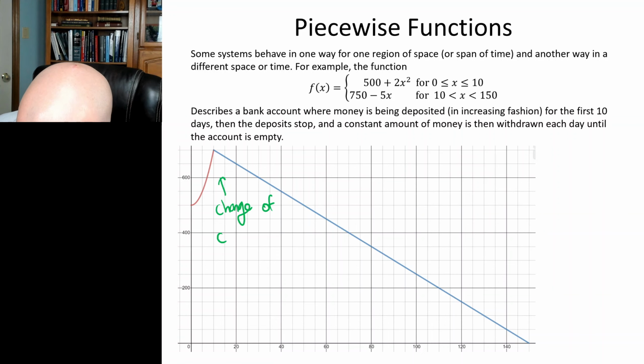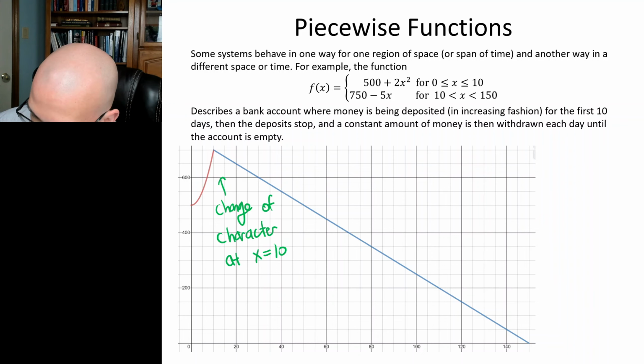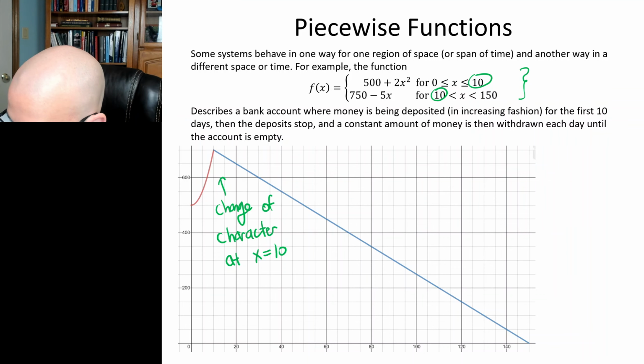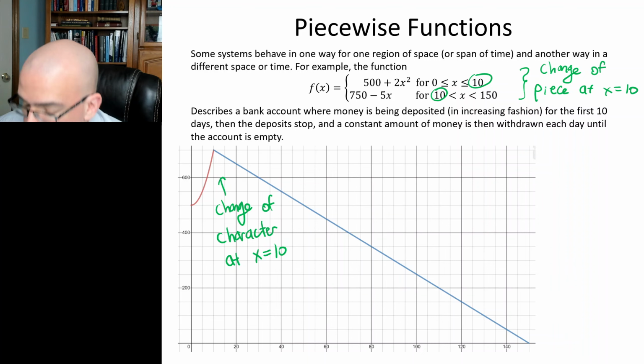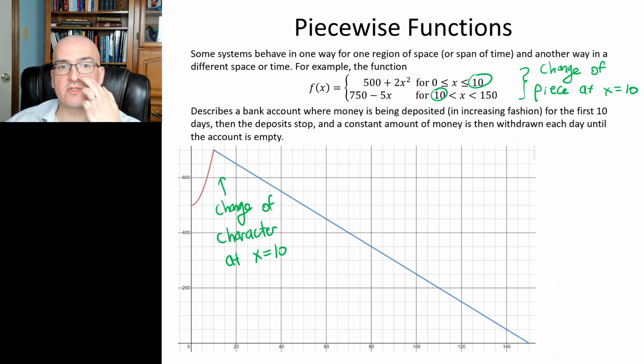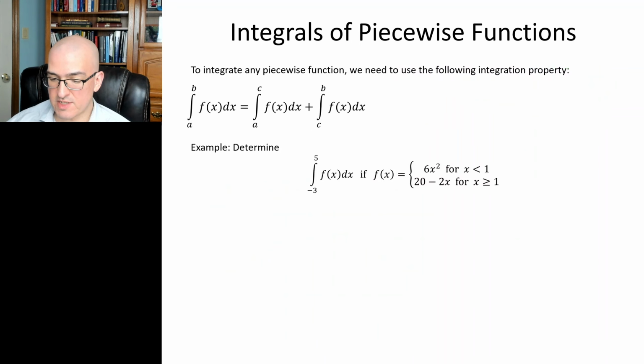Change of character at x equals 10. And it's the same thing here. Change of piece at x equals 10. So we're going to use the location where the function switches its behavior, or switches from one piece to the other piece, to indicate where we should split up our integral.